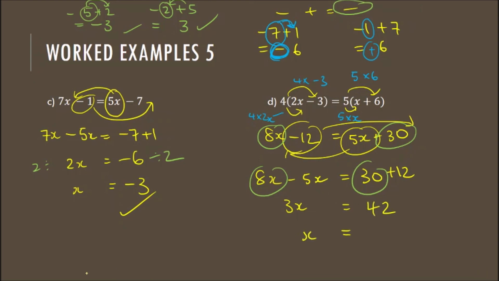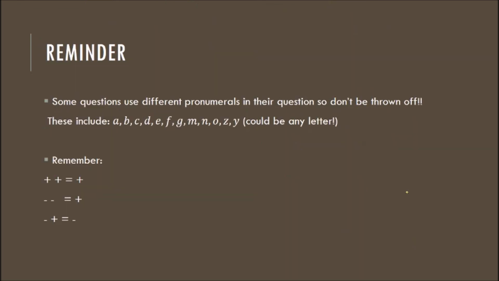And to get rid of the 3, we divide both sides by the number. Hopefully you're getting in the rhythm now. So 3 divided by 3 is 1, but we're not going to write 1 here. But there is a 1 here, okay? And 42 divided by 3 is 14. Alright? And that would give you your answer.